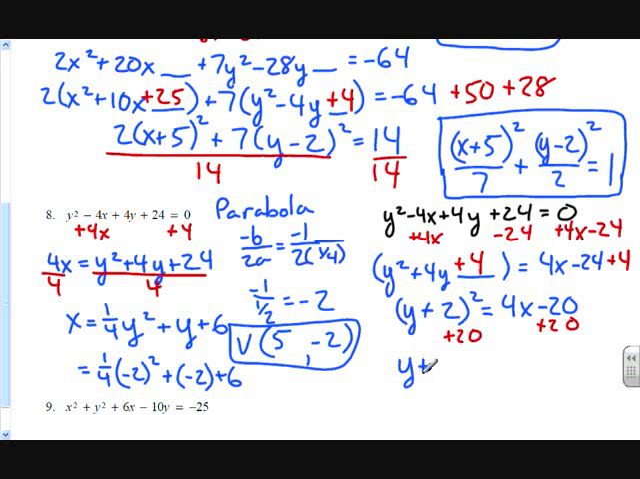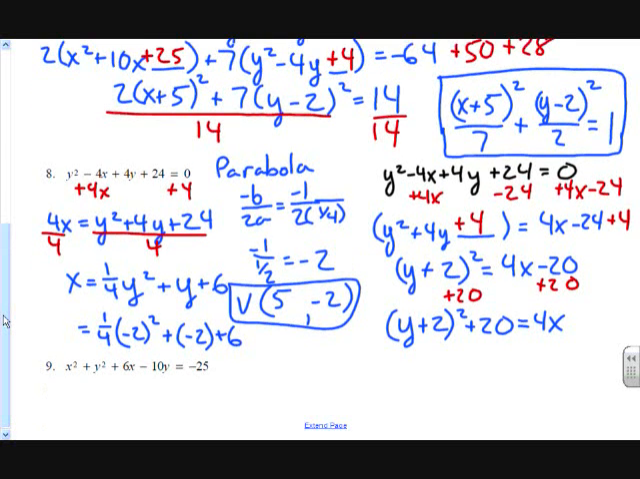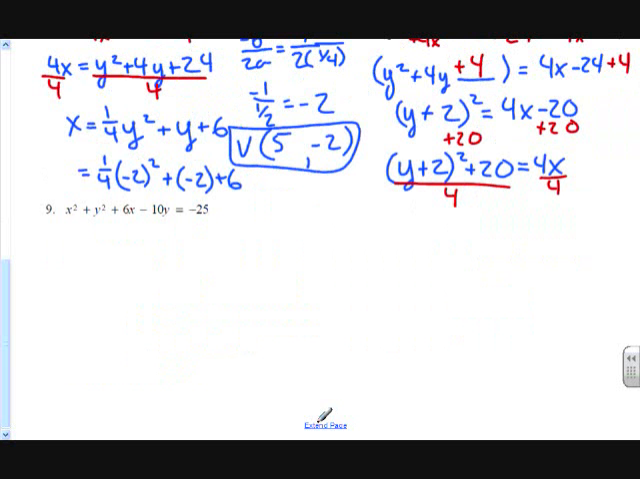So that gives me (y + 2) squared + 20 = 4x. And now I have to divide each side by the 4, which means I have to divide each of these pieces by 4. There's like a 1 here, so that's going to be 1/4 (y + 2) squared + 20 divided by 4, which is 5, equals x.